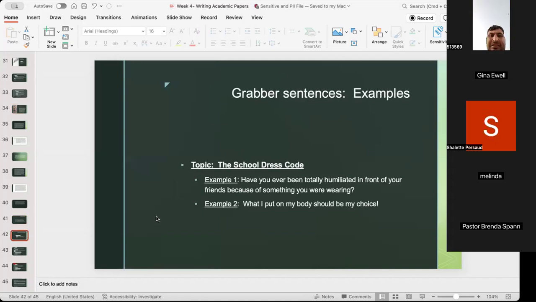Okay, so here are some grabber sentence examples. Suppose the topic is the school dress code. An example might be, have you ever been totally humiliated in front of your friends because of something you were wearing? That makes me wonder, well, what is this about? I want to know more. Or another example would be, what I put on my body should be my choice. I think those are really good grabber sentences.